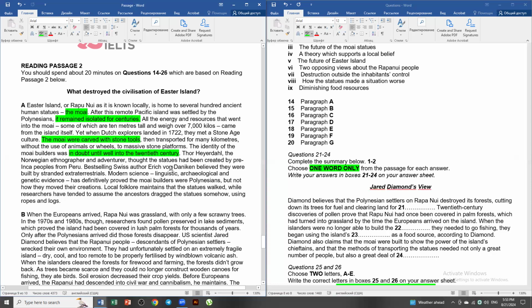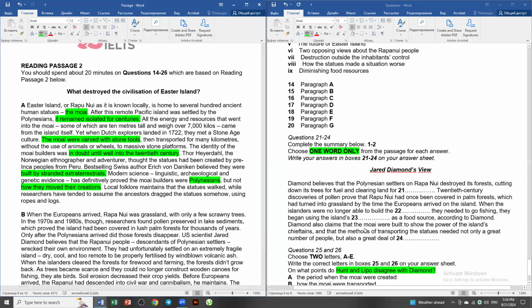Thor Heyerdahl, the Norwegian ethnographer and adventurer, thought the statues had been created by pre-Inca peoples from Peru. And the best-selling Swiss author Erich von Daniken believed they were built by stranded extraterrestrials. Modern science, linguistic, archaeological, and genetic evidence has definitely proved the Moai builders were Polynesians. But not how they moved their creations. Local folklore maintains that the statues walked, while researchers have tended to assume the ancestors dragged the statues somehow using ropes and logs.